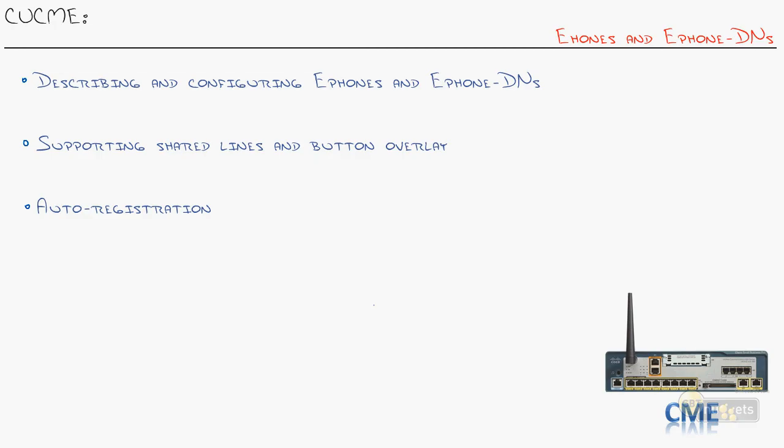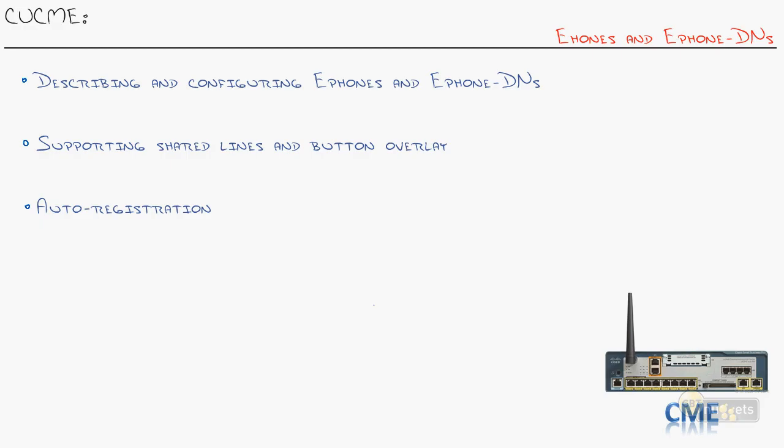And of course, as soon as we get into the endpoints, the configuration explodes with all kinds of different options that we have at our disposal. So in here, we will look at the ePhones and ePhone DNs themselves. Then we will get into shared lines and button overlay, which is kind of similar to the shared line world. And then finally, we'll look at auto registration and using that automatically turned on feature to make our life a little easier.